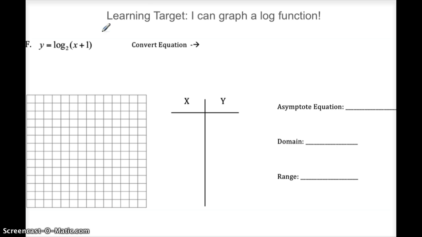Now in this next example, you'll notice we have this parenthesis x plus 1. What that means is when we convert, that's just going to travel together as a group, if you will.